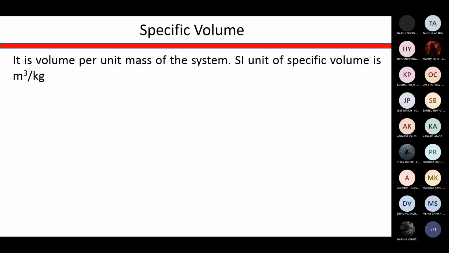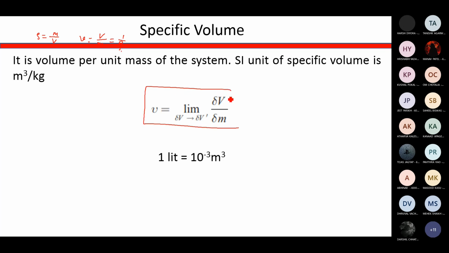So it is basically the volume per net mass of your system. So the SI unit for the specific volume will be meter cube per kg. We know that density is mass per unit volume, whereas the specific volume is going to be volume per unit mass. So it is basically the reciprocal of density, right? So using the limits, you can define the specific volume in this way.